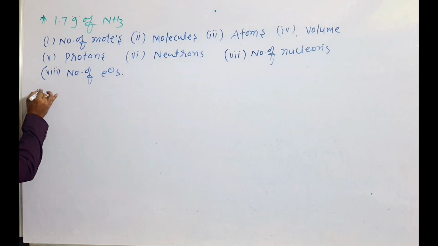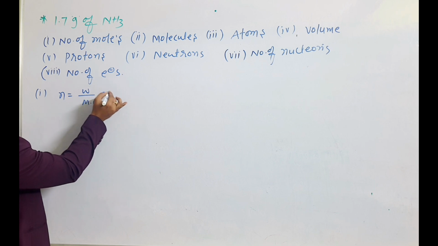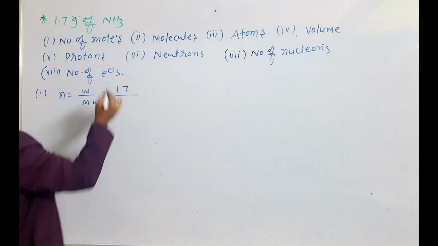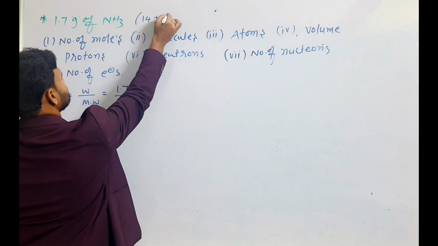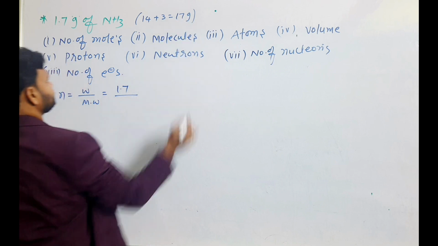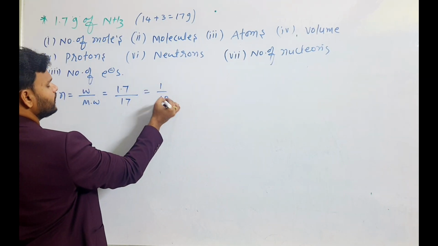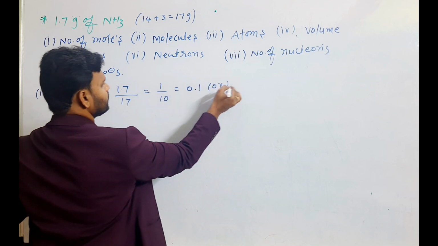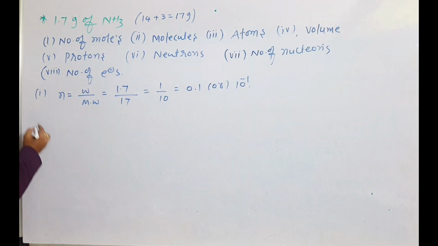First one, number of moles formula: n equals weight by molecular weight. What is the weight? 1.7 is given. What is the molecular weight of NH3? N is 14, 3 hydrogens means 3, total 17 gram. 1.7 by 17, which means 1 by 10, which means 0.1, which means 10^-1. Clear?